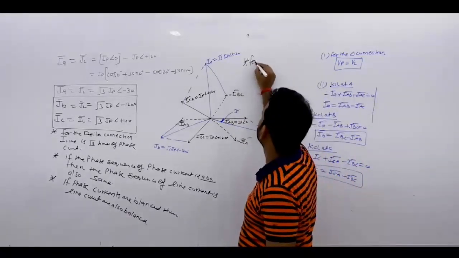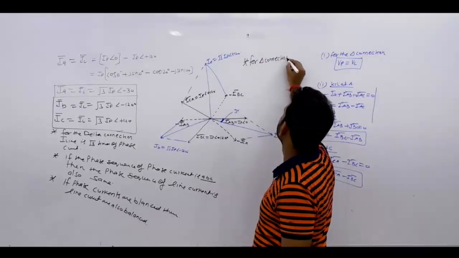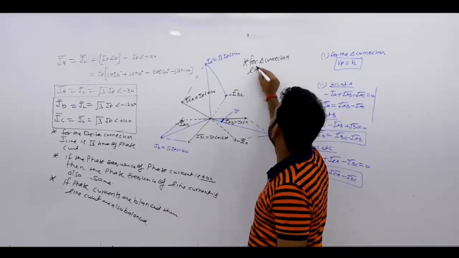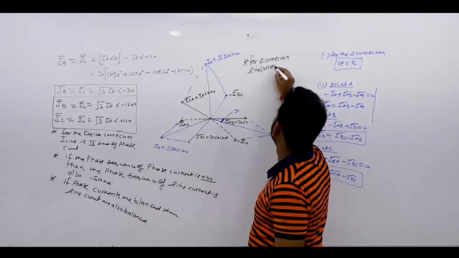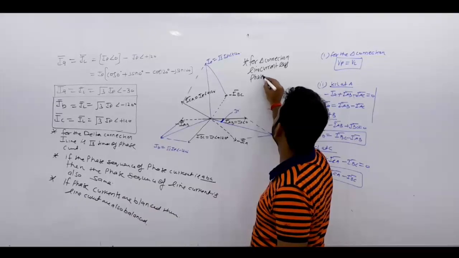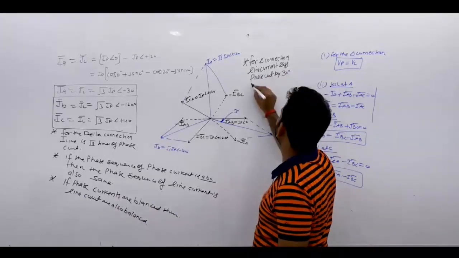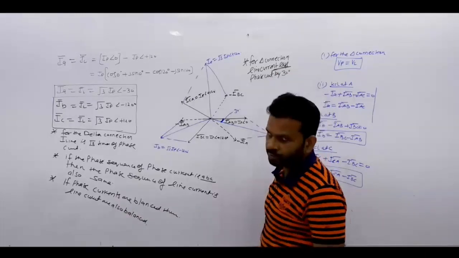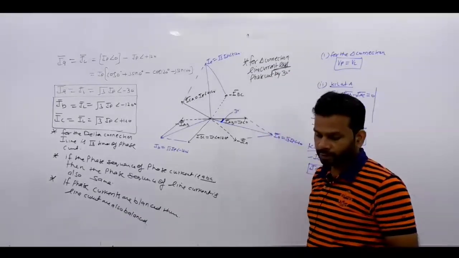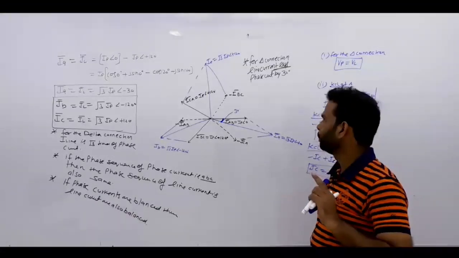For delta connection, line current lags phase current by 30 degree. So in the case of star connection, the voltages are leading by 30 degree, but in case of delta connection, line currents are lagging by 30 degree.